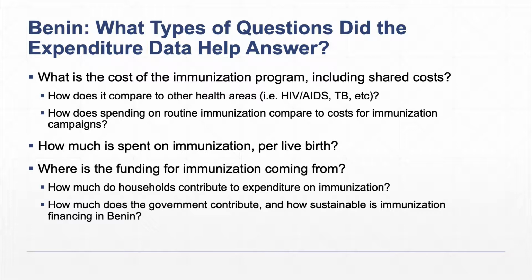Last and not the least question is, where is the funding for immunization coming from? And this helps to assess, on one hand, the household contribution, and on the other hand, the government contribution to immunization expenditure. And this is useful for equity issues and to ensure the program financing sustainability. So globally, here are some questions we can get answered from the exercise of immunization expenditure analysis coming from health accounts. Thank you very much.